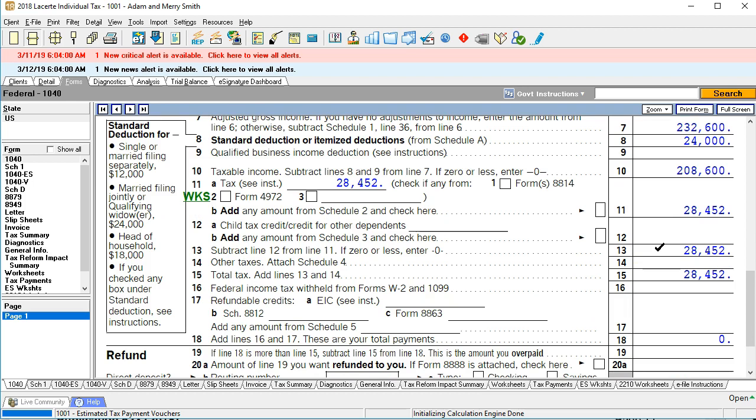We're not looking at any kind of payments made in this process. We're just calculating the liability.